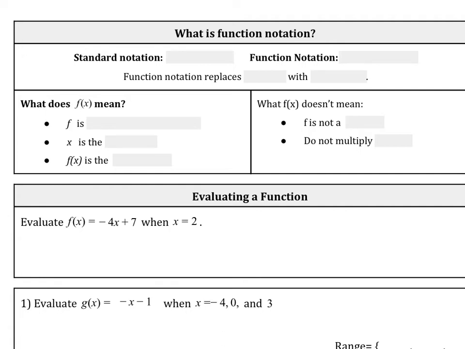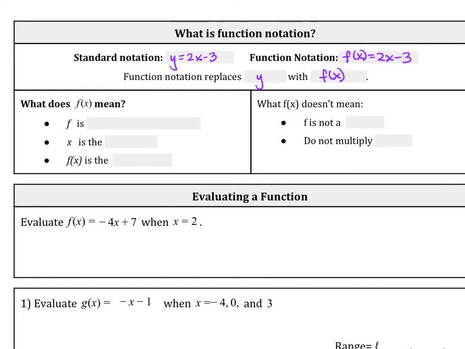So let's look at function notation. Standard notation, which you're probably used to, is when you have something like y equals 2x minus 3. Now in function notation, it would be written something like this: f of x equals 2x minus 3. I want you to notice that function notation replaces the y with f of x. So y is f of x, or f of x is our y value.